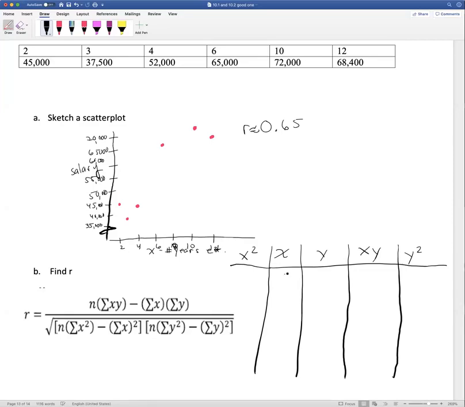So let's start with x. For x, we have 2, 3, 4, 6, 10, 12. The y's that go hand in hand with that: 45,000, 37,500, 52,000 goes with 4, 65,000 goes with 6, 72,000 goes with 10, and with 12, 68,400. Now I'm going to keep these formulas up here because not only when we're done finding R, I just wanted to do a little bit of review to make sure that you're comfortable finding the correlation coefficient. But you'll see we're going to use a lot of these values when we talk about finding the line of best fit as well. So these two are intrinsically tied together.